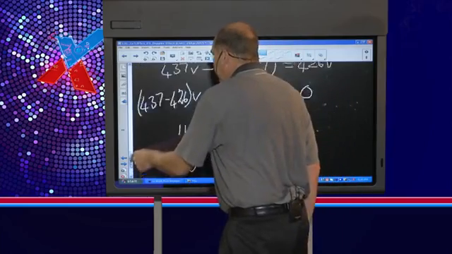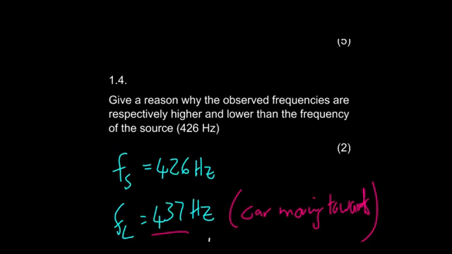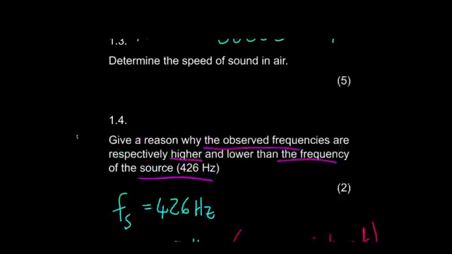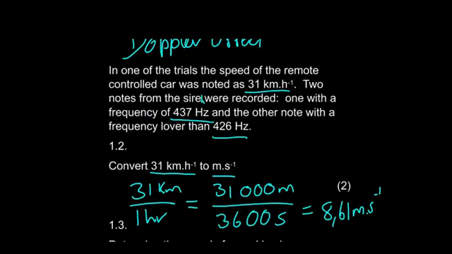Final question for this part. It tells me, give a reason why the observed frequencies are respectively higher and lower than the frequency of the source. So we were given the frequency of the source. Now, if you look over here, the one was 437, and the other was a lower frequency than that. It doesn't tell you what it was.